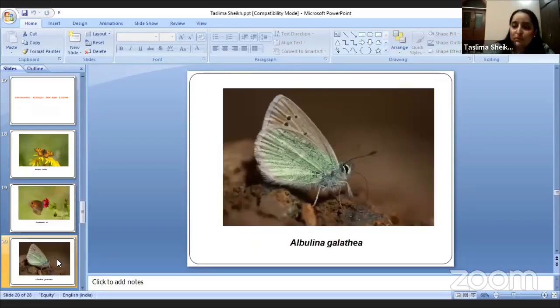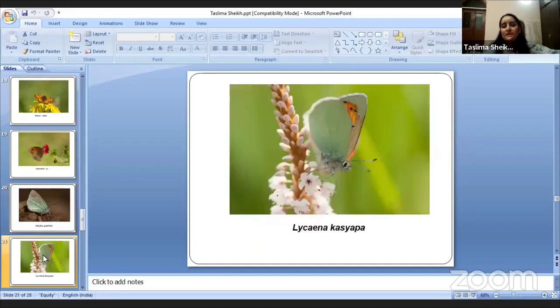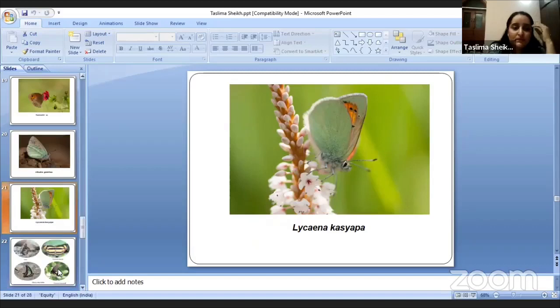This is also a butterfly, that is Albulina galathea. This is also a very uncommon butterfly, and seen in meadows and grasslands only. So that's why these butterflies need a lot of conservation. This butterfly again is a very rare butterfly, that is Lycaena cassiopeia. This is also a very rare butterfly in Jammu and Kashmir.